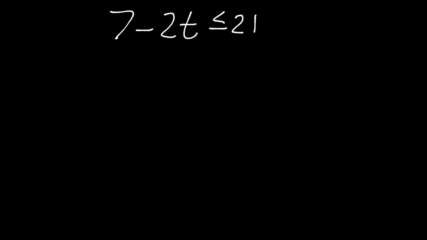In this example, we have 7 minus 2t is less than or equal to 21. As a goal in any of our equations or inequalities, we need to get our variable alone. So first, what is happening to t? We are multiplying it by 2, and then that product is being subtracted from 7. And that number should be less than or equal to 21.